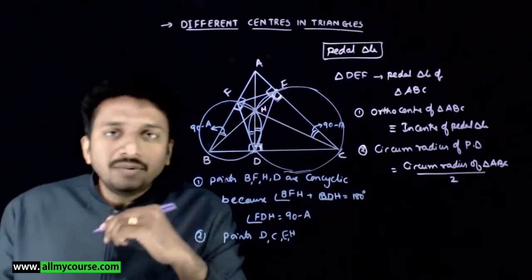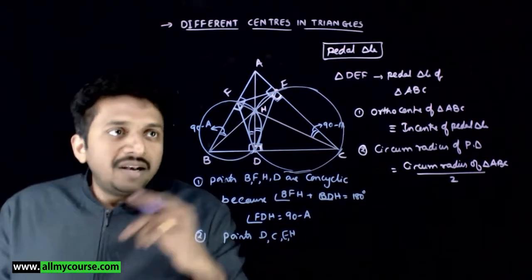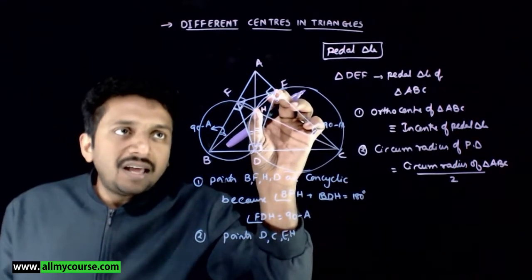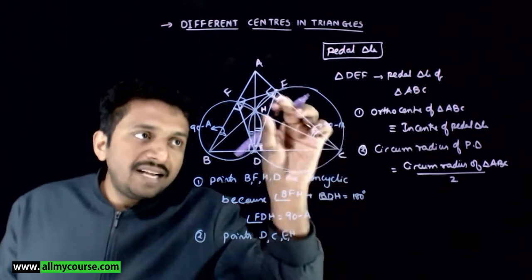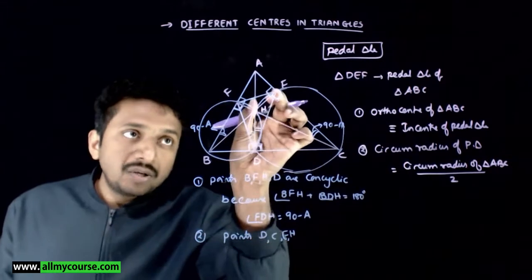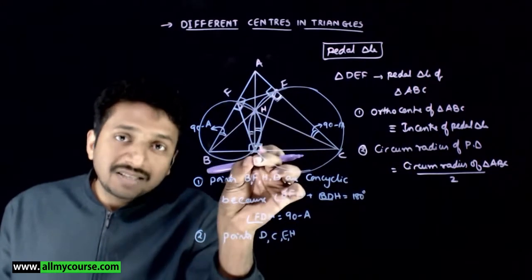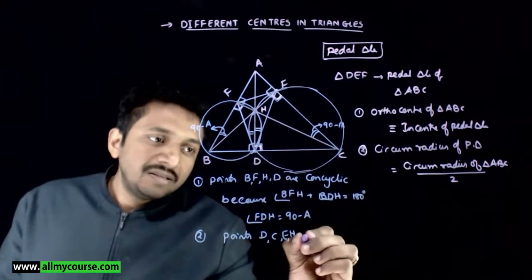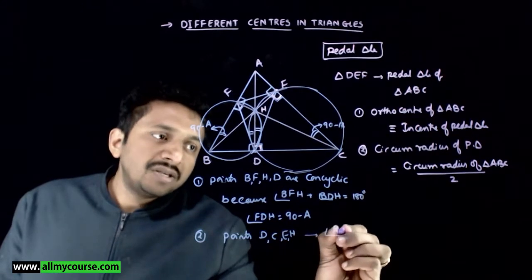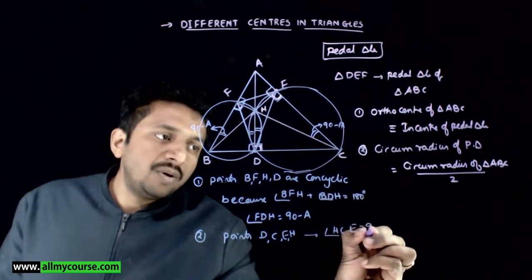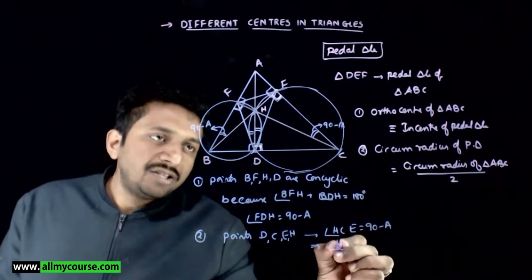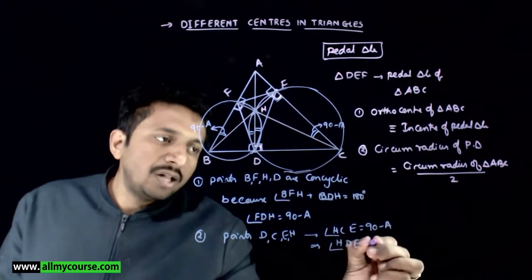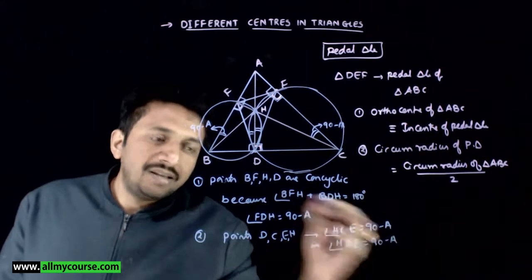And draw a circle through those 4 points also. Now, if I take EH as the chord, so EH subtends an angle of 90 minus A on the circumference. So it has to subtend an angle of 90 minus A at D also. So angle HCE is equal to 90 minus A. This implies angle HDE is also equal to 90 minus A.